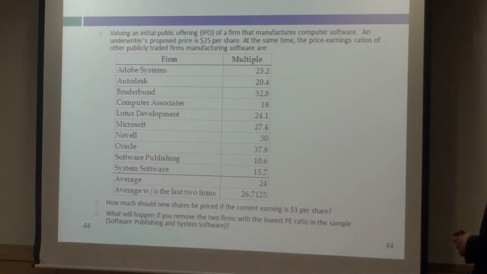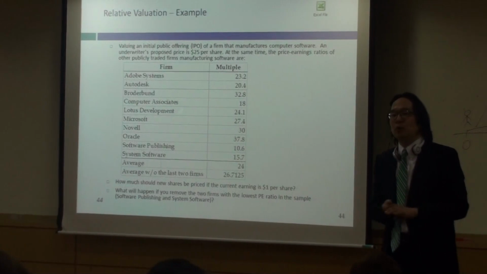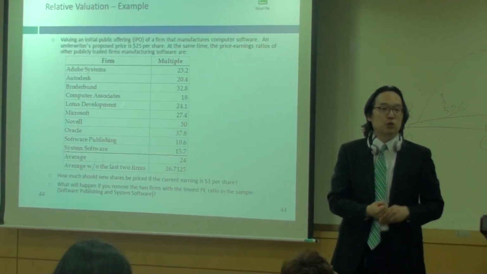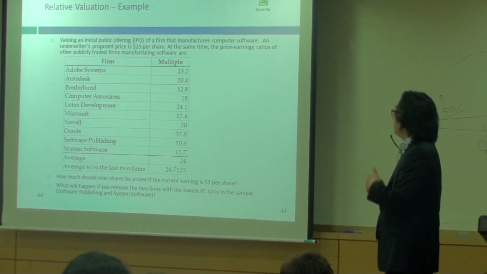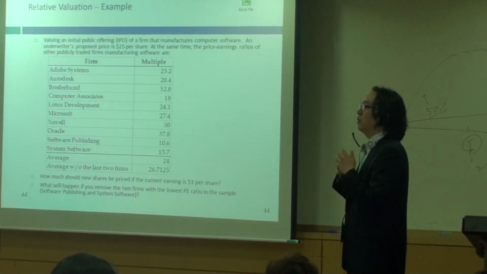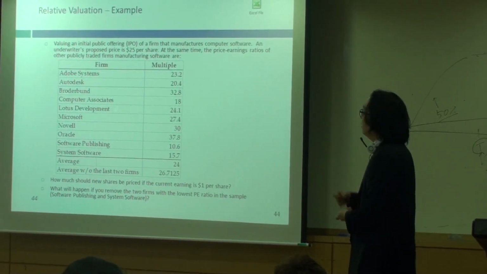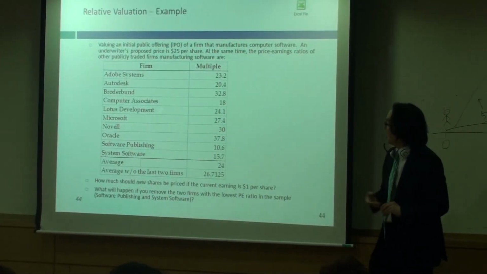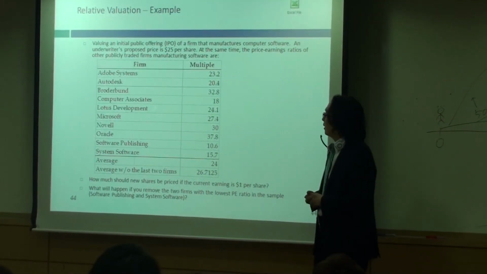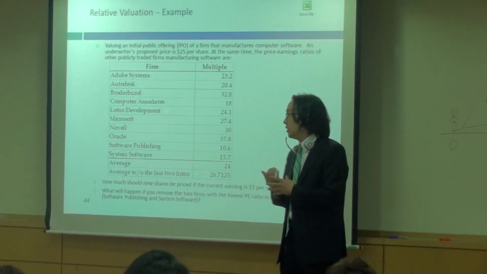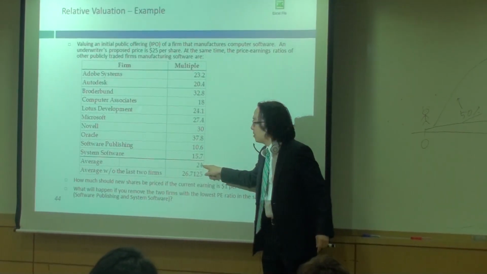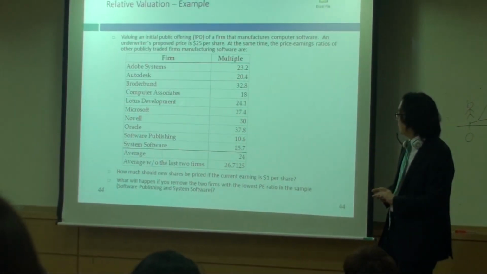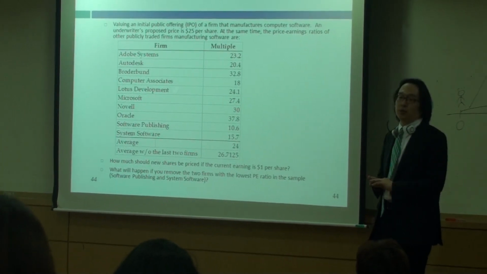In that part, you have to value how much should be the fair price for this IPO stock. How much should it command? How much should the investor put in per share? Well, that's your job as an investment banker in the IPO business. This industry tells you that typically the stocks in this industry are traded at a 24 times PE ratio. So how much should the new shares be priced if the current earnings is $1 per share?